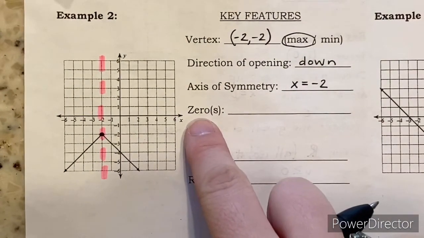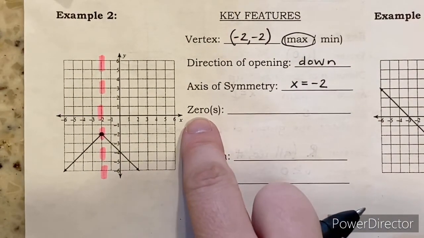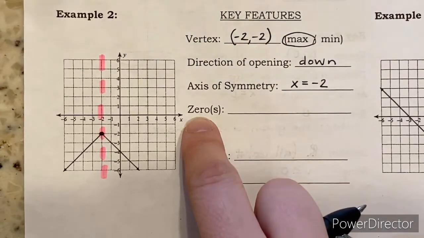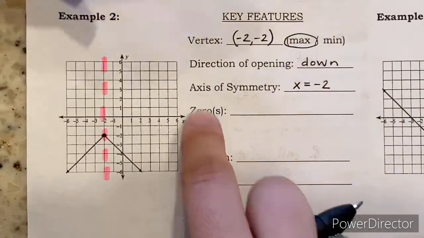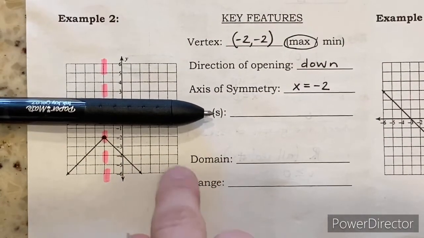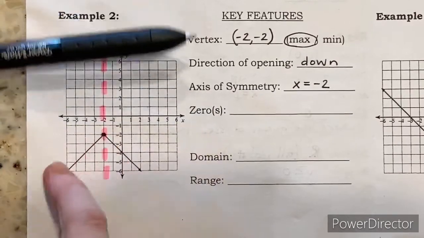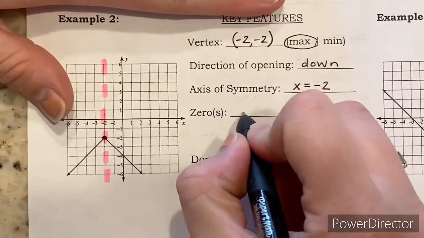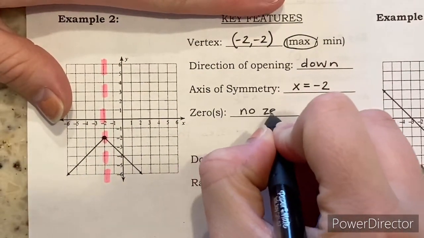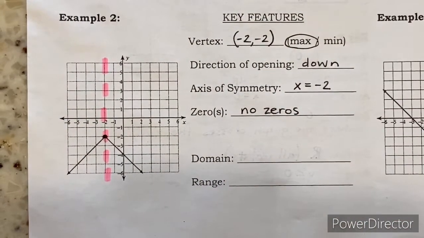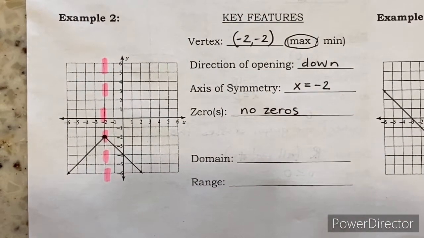Okay? Next is zeros. That is, where does the graph intersect or cross or touch the x-axis? So here's the x-axis. We need to just see, does the graph touch it? If it does, where? And this graph is actually below the x-axis and does not touch the x-axis. So, again, this one is no zeros. And that's okay. If there is none or are no zeros, you just write that.